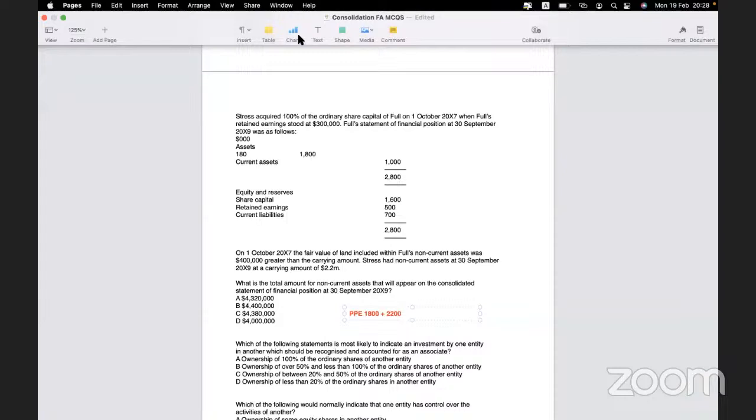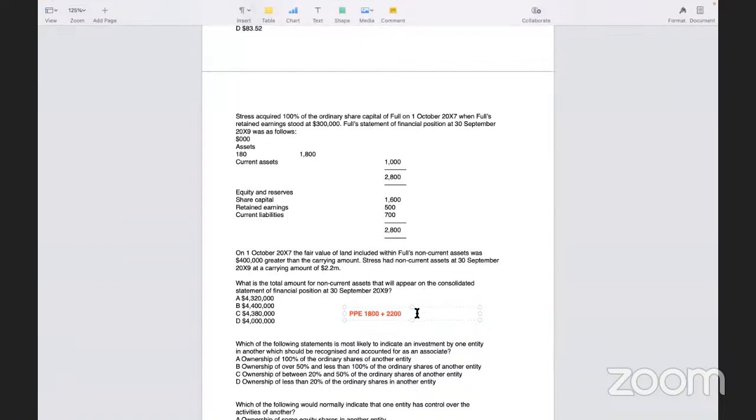So normally, when there is a fair value adjustment, what do we do? We first copy that into working number 2, net assets of subsidiary, and then we add to PPE, debit PPE. So PPE should be increased by 400,000. Now when you do this, the answer will be 4.4 million rupees, which is option B. This is the correct answer.